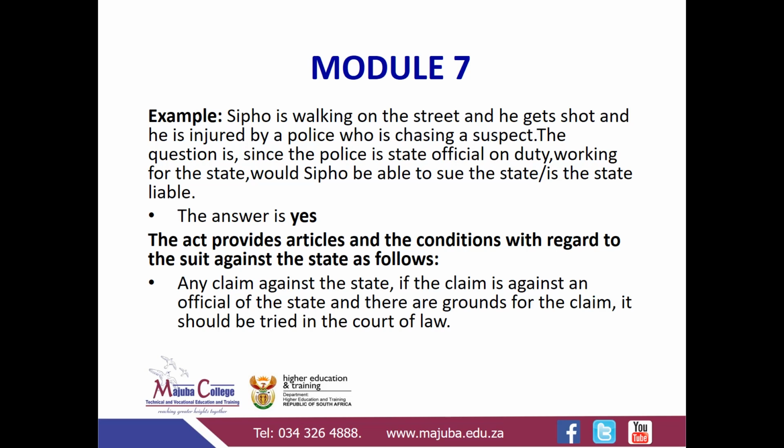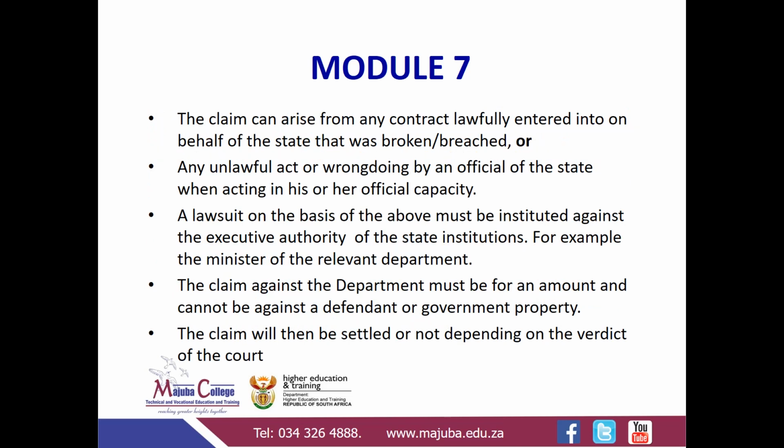The Act, that is the State Liability Act, provides articles and the conditions with regard to the suing of the state. Any claim against the state, if the claim is against an official of the state and there are grounds for the claim, should be tried in a court of law. The claim can arise from any contract lawfully entered into on behalf of the state that was broken or breached or infringed, or any unlawful act or wrongdoing by an official of the state when acting in his or her official capacity. In our example, this one fits.